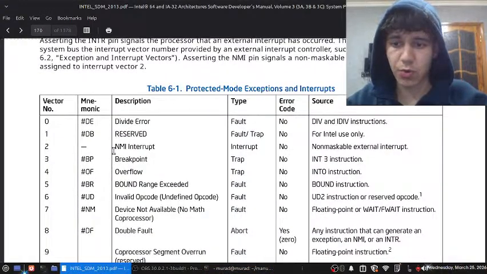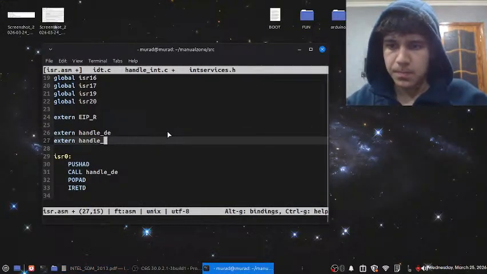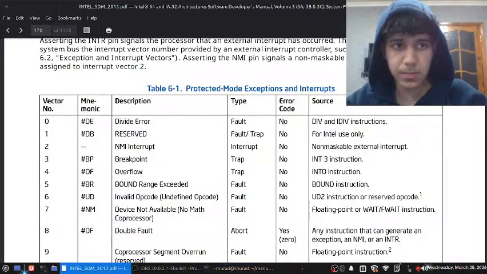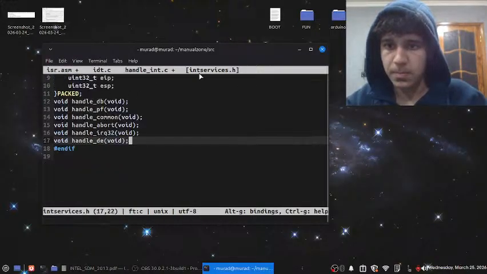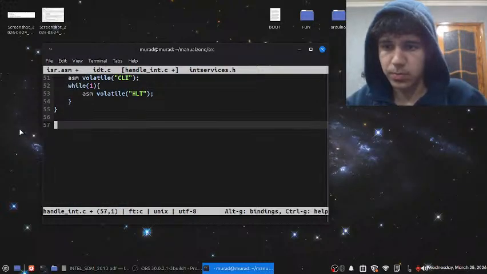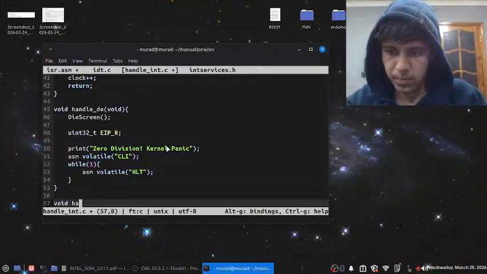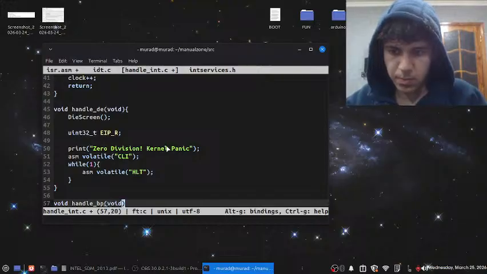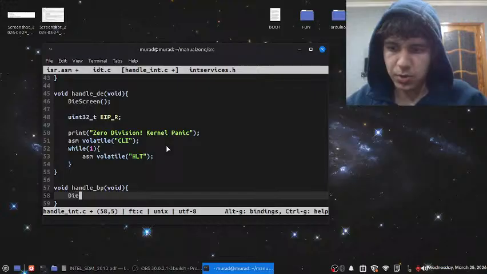Next is breakpoint. Breakpoint is a trap, no error code. And what is breakpoint? External handle BP. Handle common. Handle. Let's make the kernel die.